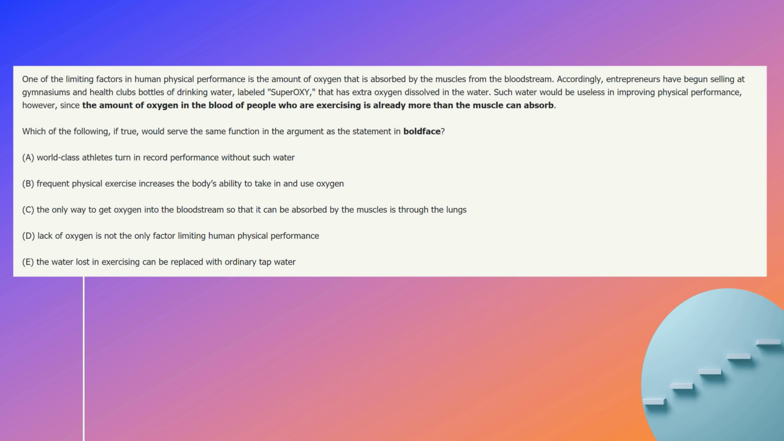A. World-class athletes turn in record performance without such water. Positive. That wouldn't serve the same function in the argument. That wouldn't be paralleling the thing in boldface. So A is out straight away just based on the plus or minus approach. B. Frequent physical exercise increases the body's ability to take in and use oxygen. That's a plus. We're trying to find a negative.